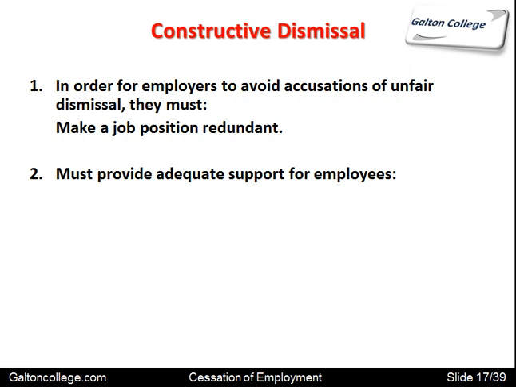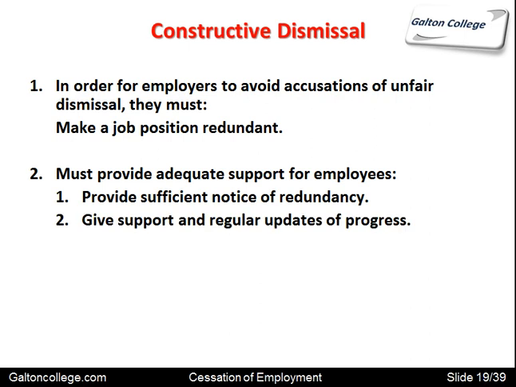And the employer must provide adequate support for the employees. It must help the employees, not just simply try to get rid of them. It must provide sufficient notice of redundancy. It just can't say, well, by the end of the week you're out. It should really give some chance for the person to find another job. It's their livelihood. They depend on it to live. They may be supporting a family. So it's only fair that they have a chance to find another job. So give them a long period of notice if possible.